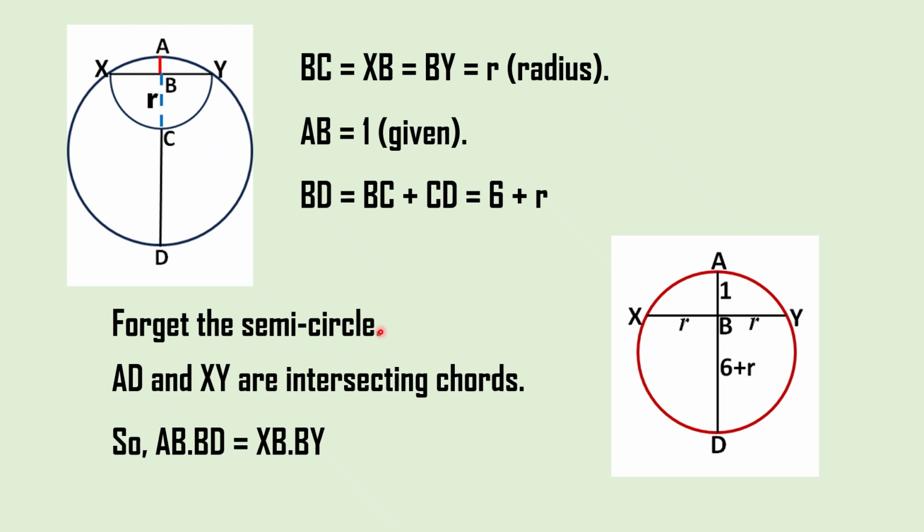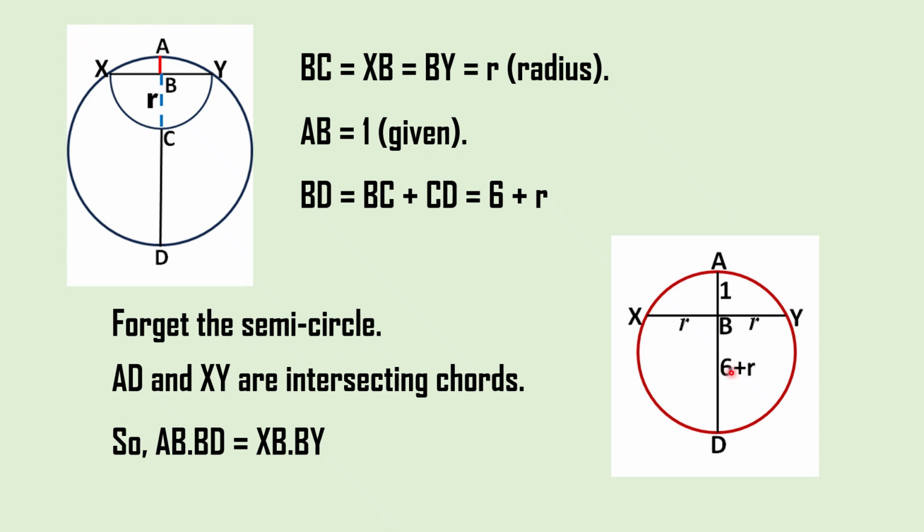Forget the arc of the semicircle. Take only the diameters or the straight lines: XY, the diameter of the semicircle, and AD, the vertical diameter of the circle. So when two chords intersect, XY and AD are two chords intersecting at point B, then AB into BD will be equal to XB into BY, because two chords are intersecting inside the circle.